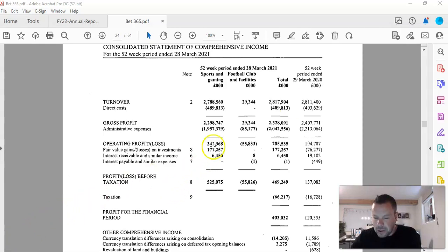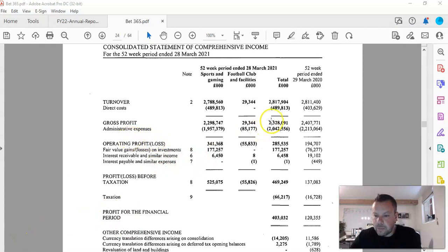Now you'll see on this page, we're not getting loads of detail, are we? So we get direct costs as one number, £489 million in the case of the betting business, and administrative expenses as one number, just under £2 billion for the betting business. All of which gives an operating profit for the year of £341 million in the betting business, and they made a loss in their football business.